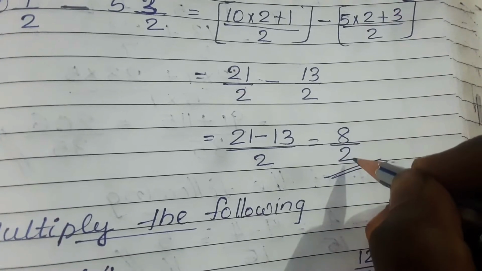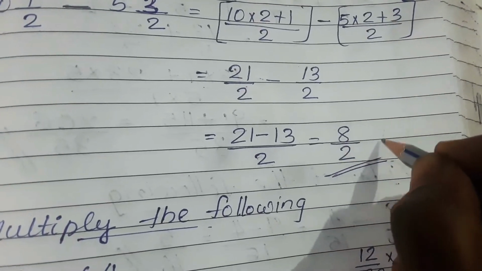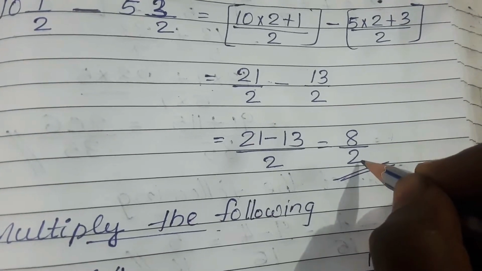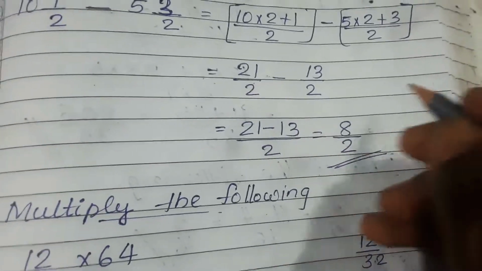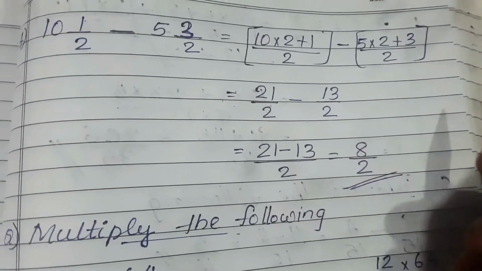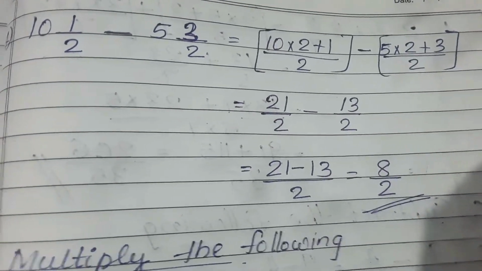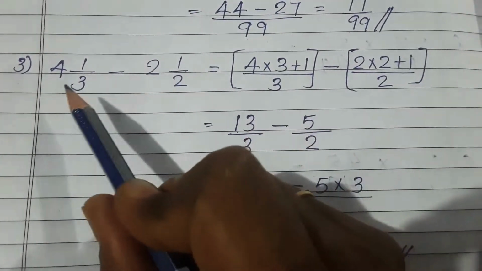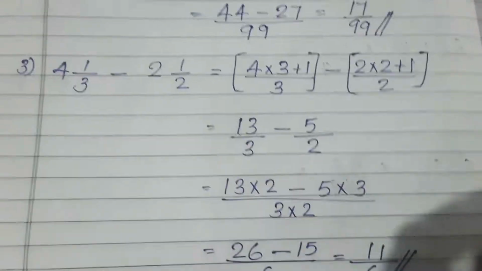Here you can simplify again also. 2 times 4 gives 8, isn't it? 2 and 8 both come in the 2's table, so you can simplify this also. Anyway, 8 by 2 is the answer for this question. Clear, children? The next question we are going to discuss is subtraction of mixed fractions with different denominators.